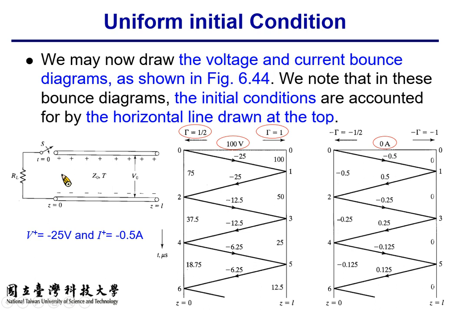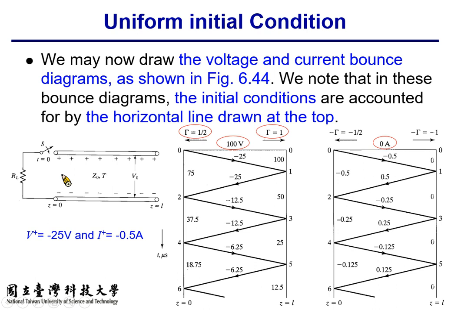Okay, so the phenomenon of currents and voltage signals bouncing back and forth will continue on the line for a certain amount of time. But eventually, as we know, all the energy will go to the resistor. Okay, so to characterize what happens on this transmission line, we can draw the bouncing diagram.